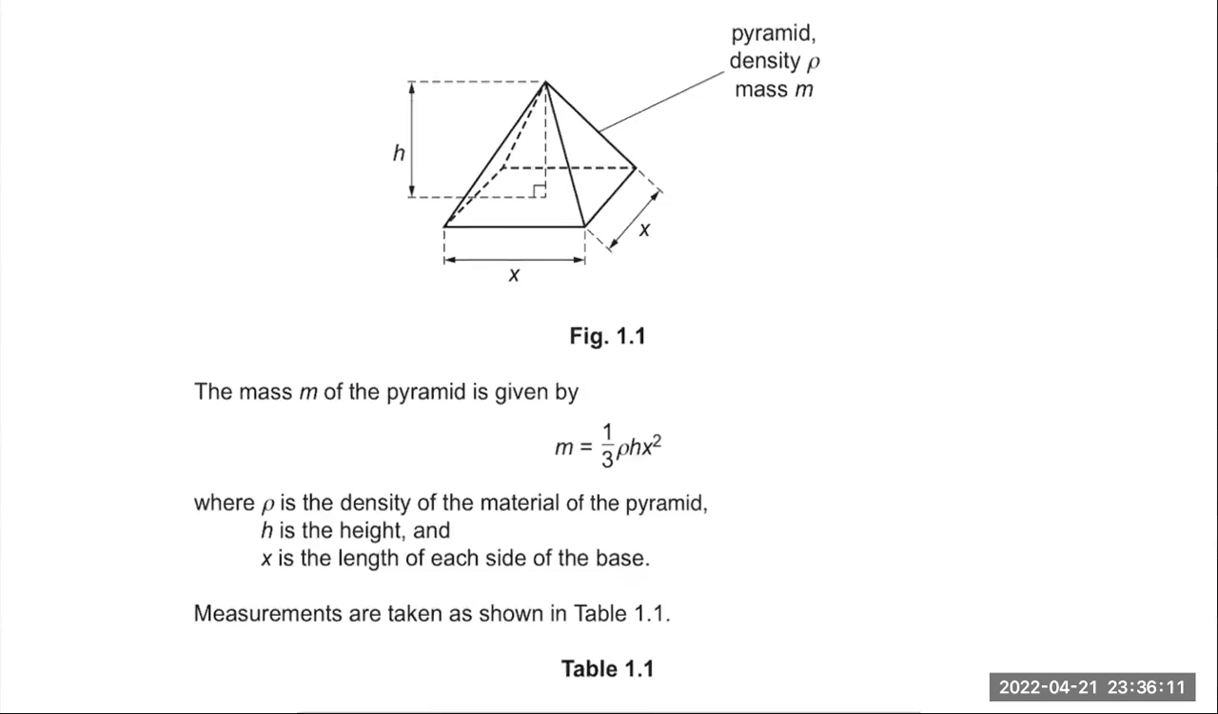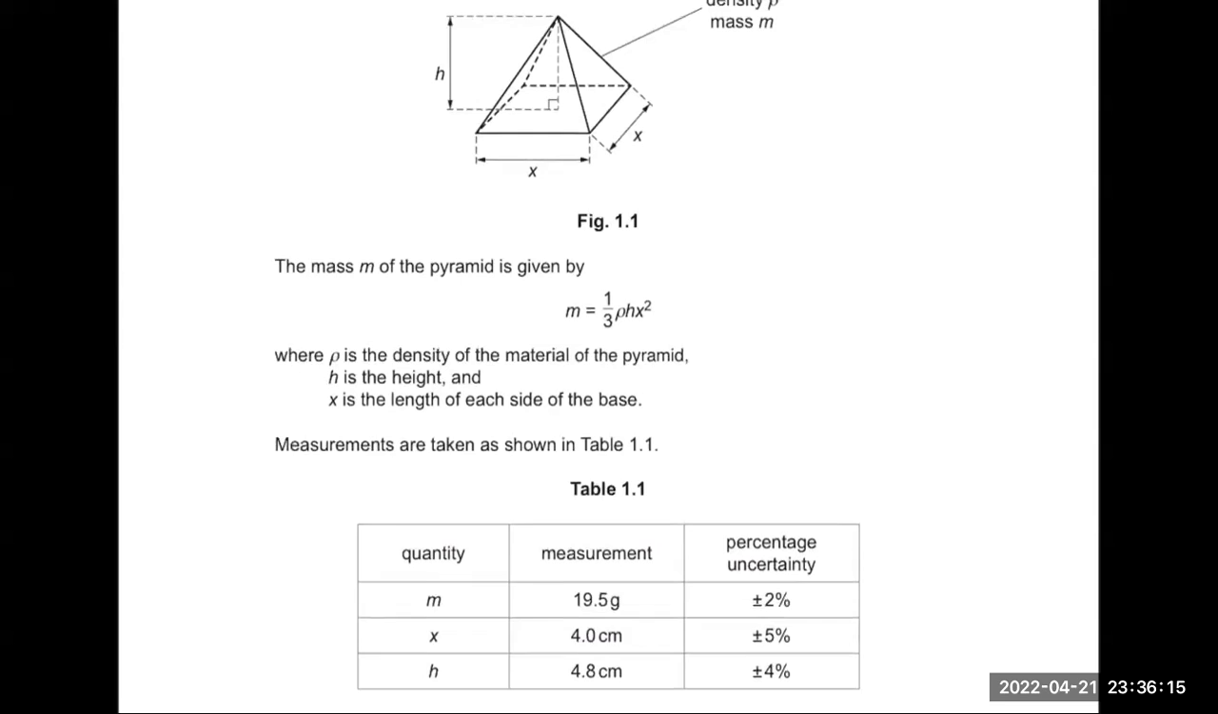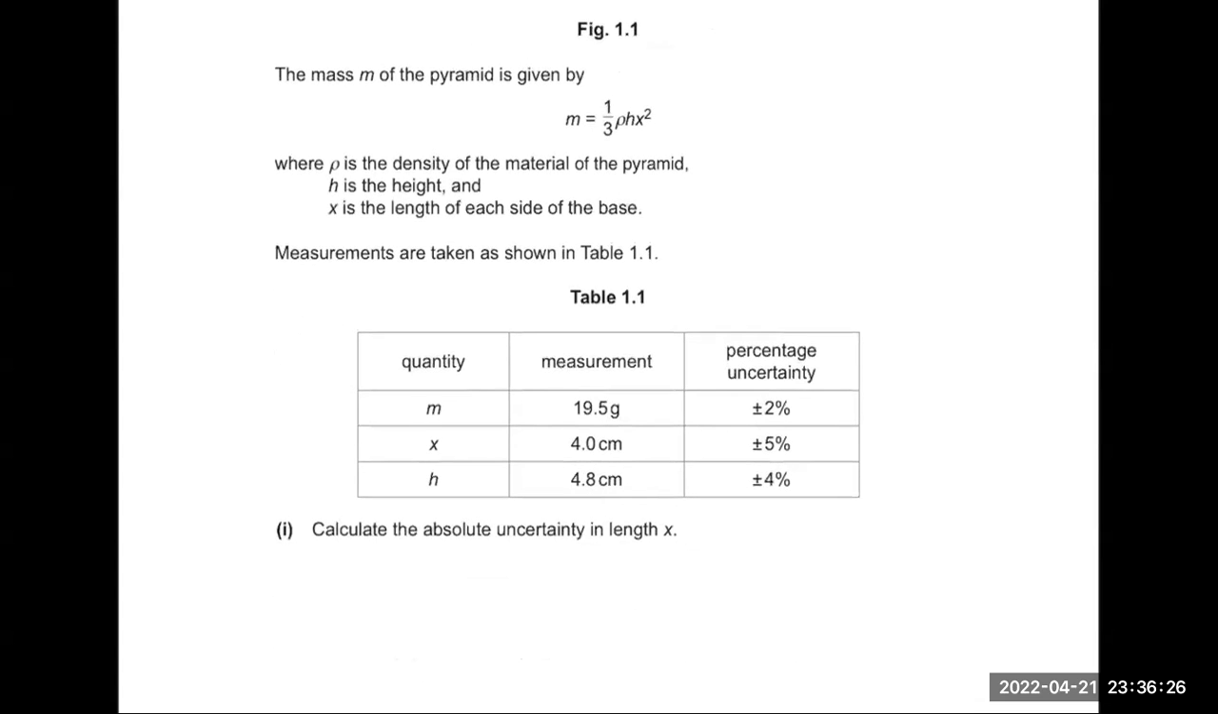Part B says, figure 1.1 shows a solid pyramid with a square base. The mass m of the pyramid is given by m is equal to 1 upon 3 rho h x squared, where rho is the density of the material, h is the height, and x is the length of each side of the base. Measurements are taken as shown in table 1.1. So the measurement for mass, x and h is given along with the percentage uncertainty. Calculate the absolute uncertainty in length. The absolute uncertainty in length.